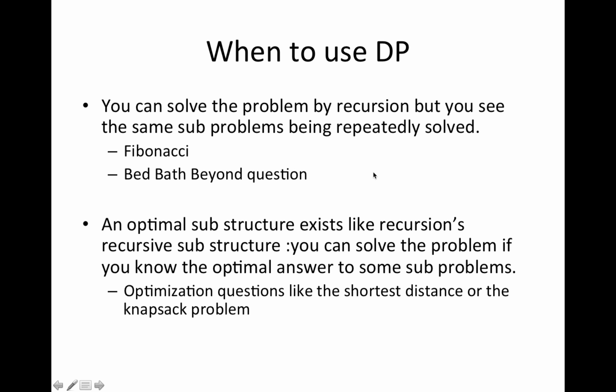So these are the two scenarios where you use dynamic programming. So either when you have a recursive substructure and the same subproblems are being reused, or when you could figure out the optimal substructure. That is, you know that you can find the optimal answer to the entire problem if you know the optimal answer to the subproblems.